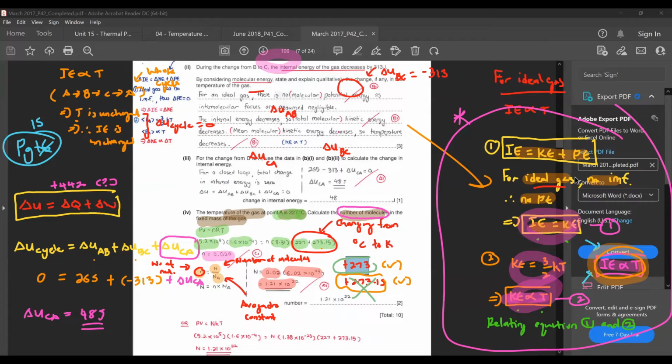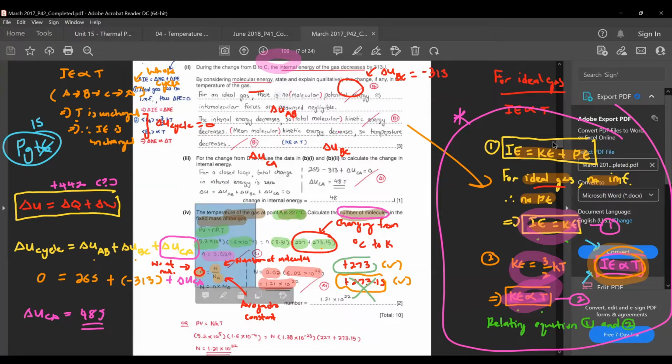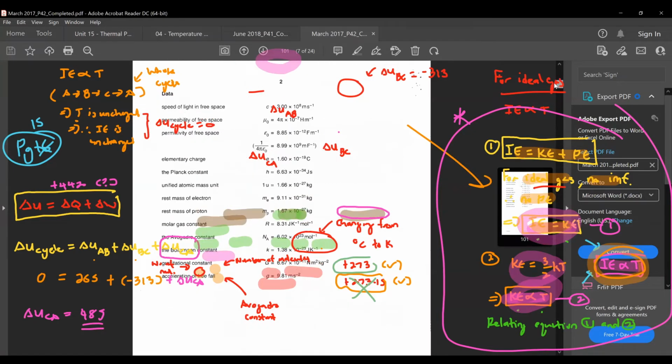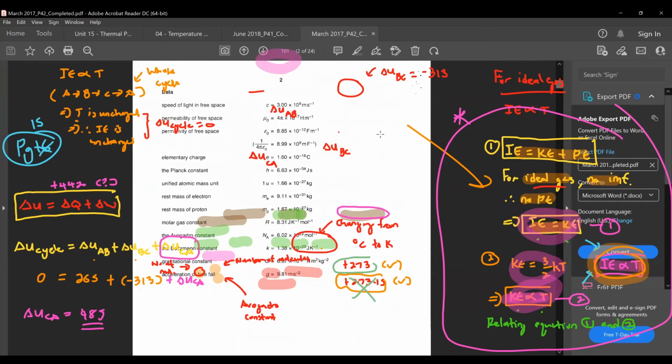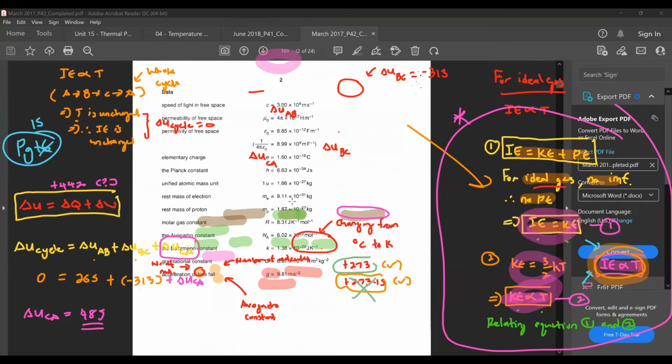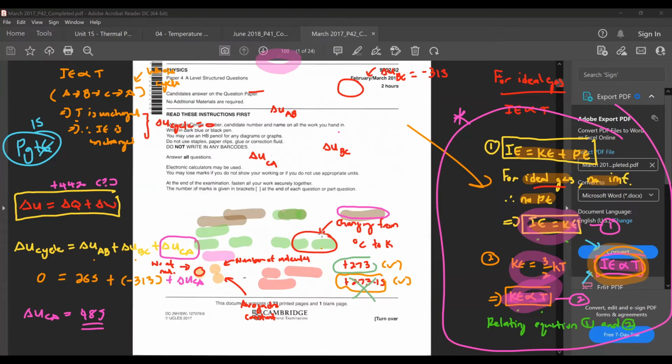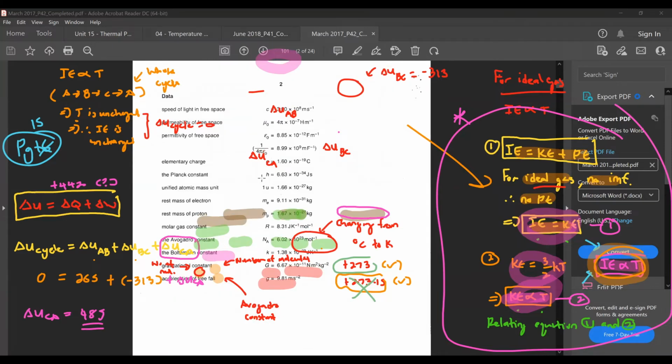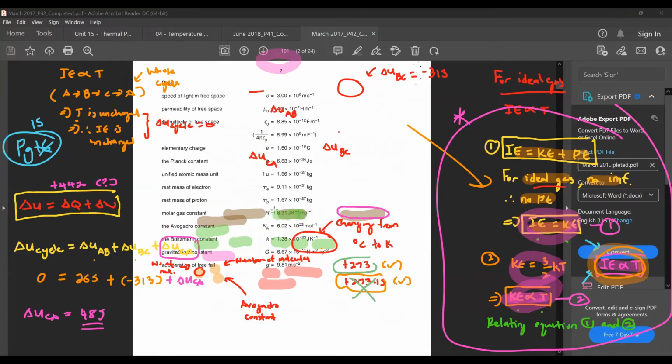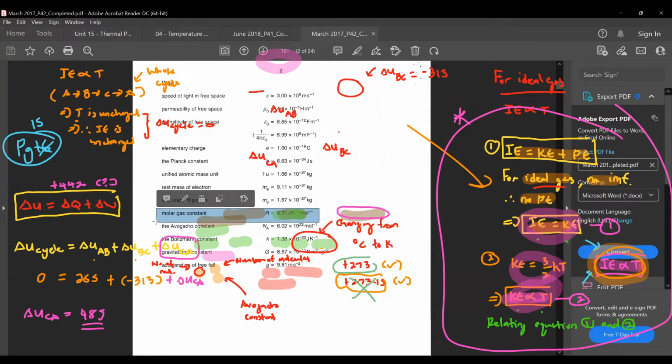Okay. This is your number of molecules. Your Avogadro constant and your molar gas constant that you've been using here, if you don't remember, don't worry, it's given inside your data sheet for your exam. Under page 2, you will see your molar gas constant as this one, 8.31, and your Avogadro constant as this one. So even if you don't remember it, it's fine. You can always refer to it from your exam sheet.